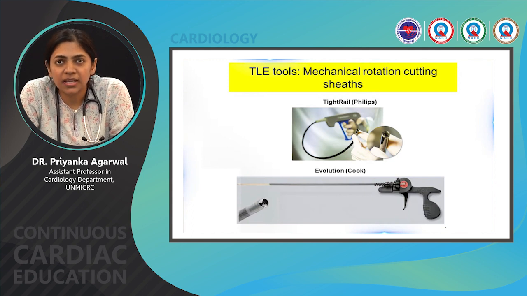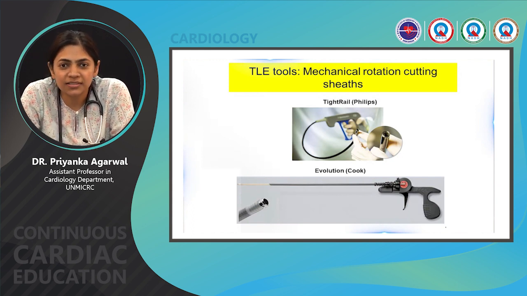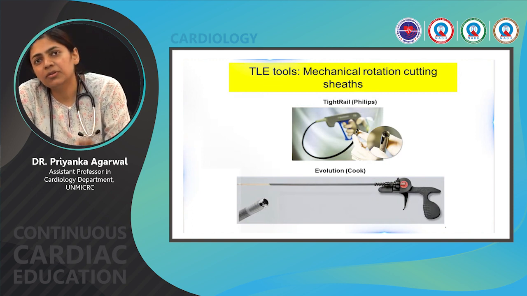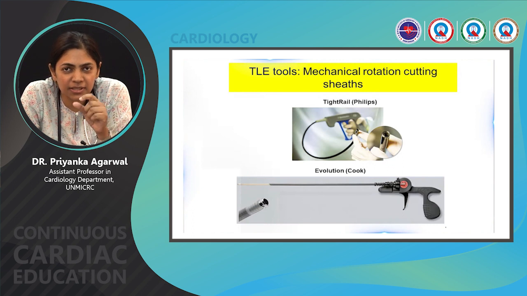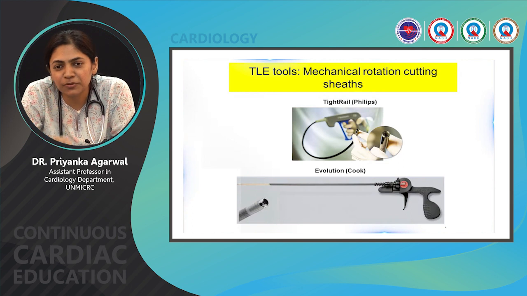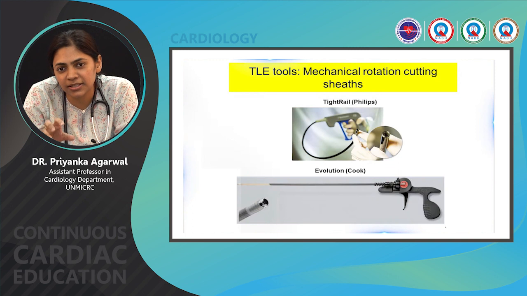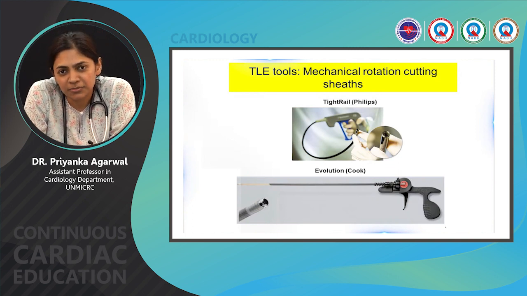The other is the mechanical rotating cutting sheath. The first one is the Phillips TightRail sheath, and the second one is the Cook sheath. What we use in our setup is the Phillips TightRail sheath. Here we can see in the diagram that at the tip of the sheath there are cutting blades, and there is one trigger. It's like a gun sheath basically. The moment we press the trigger, the cutting blades at the tip of the sheath will rotate and cut the fibrotic tissues, or the encapsulating capsule around the lead, and it will try to free the lead from the surrounding tissues.